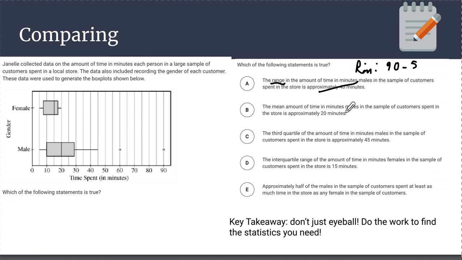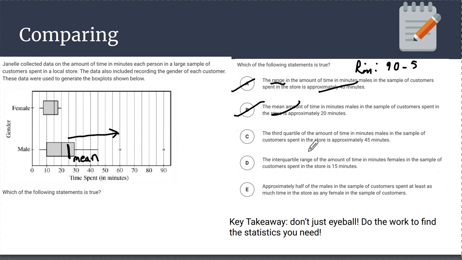The mean amount of time in minutes males in the sample of customers spent in the store is approximately 20 minutes. They're asking us about a mean here. Mean would be kind of hard to tell, but based off of this, again, we're given box plots, and it's skewed to the right. The mean is going to be pulled out farther up here, right? Think about this. We have said that if we have a skewed right data set, the median is at 20, so the mean of a skewed right data set is going to be farther out that direction somewhere, right? So this is not going to be true either. The mean for a skewed right data set is going to be farther out following the skew, so going out to the right to be greater than 20 minutes.